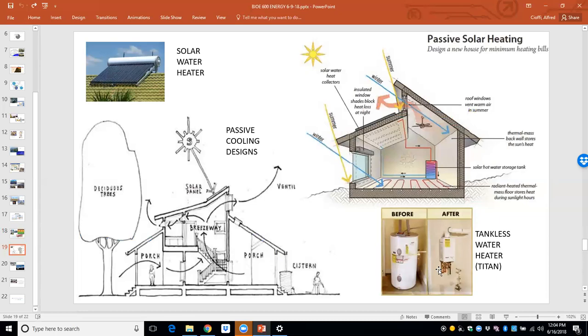There's an initial investment, and then you have to weigh out how many years you're going to be staying in that house and how long it will take to amortize. Mm-hmm. But these are creative things that are coming out. The more modern homes will have these Titans already installed in them.